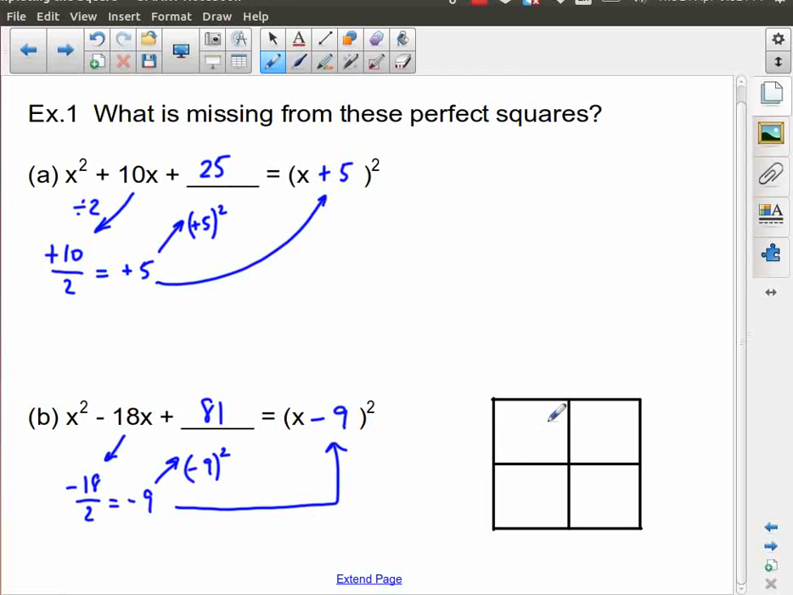Now, what if we wanted to do a question like this using an area model? We don't have tiles, but we like working with the area model. x squared, and then I take this negative 18x and I divide it in 2. So that's negative 9x here, negative 9x here. And so you can already see from this, I've got an x minus 9, an x minus 9, and negative 9 times negative 9 is positive 81. So this area model works just fine for doing this as well. Now, we haven't actually done any completing of the square. We've just identified what was missing. So these are already assuming that these are actually perfect squares.